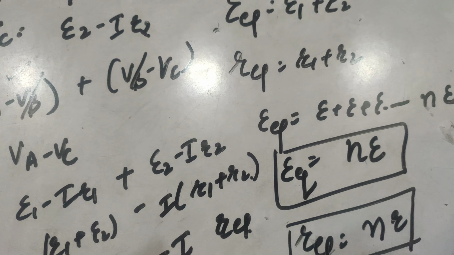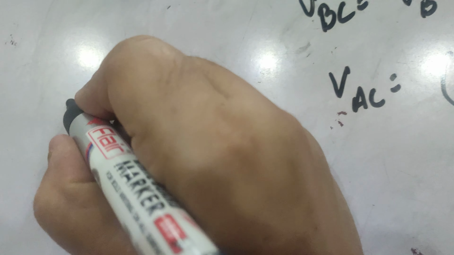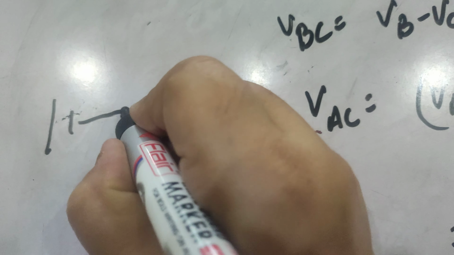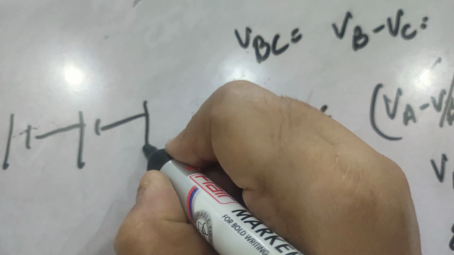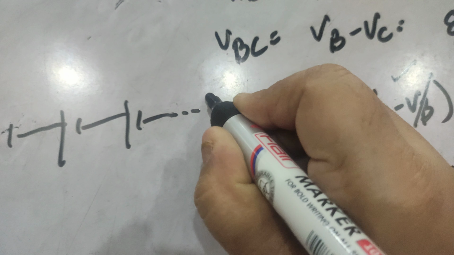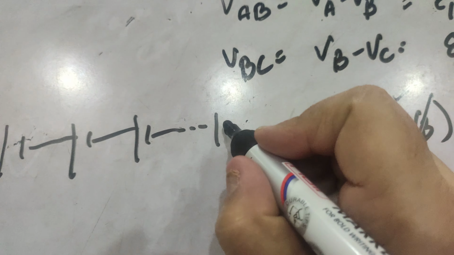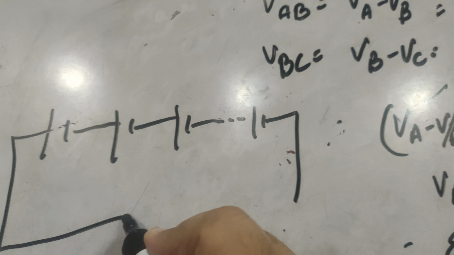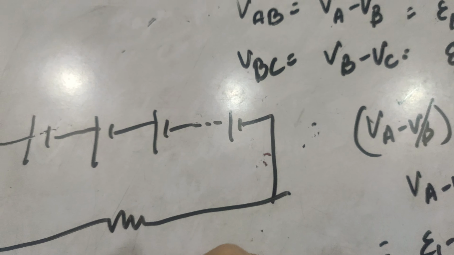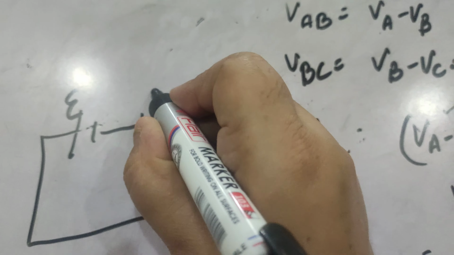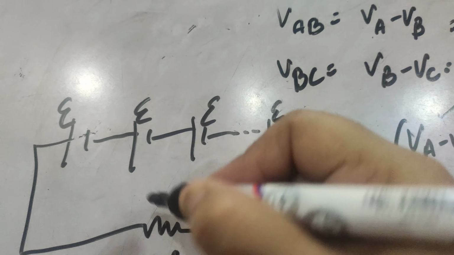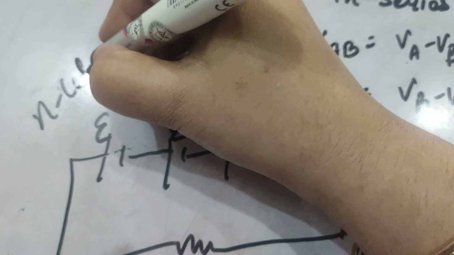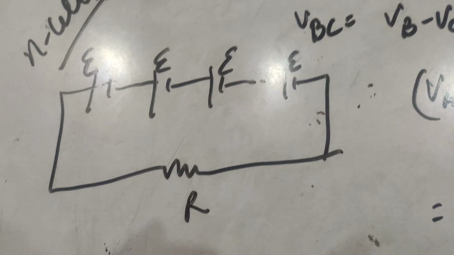Now when such a circuit of EMF nE, let us draw this: one cell, two cell, three cell, and so on to the nth cell. When these are connected to the external resistance R, having equivalent EMF E. This is the case when n cells of equal EMF are connected in series.